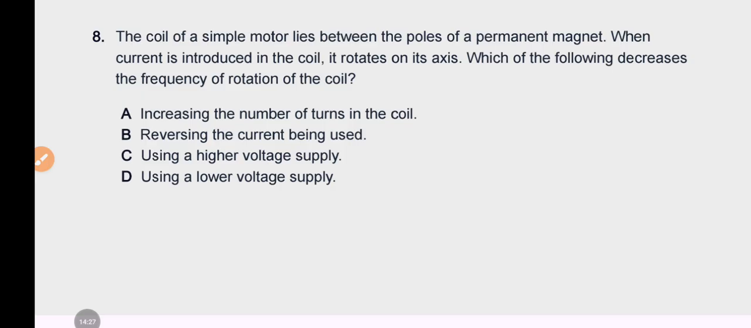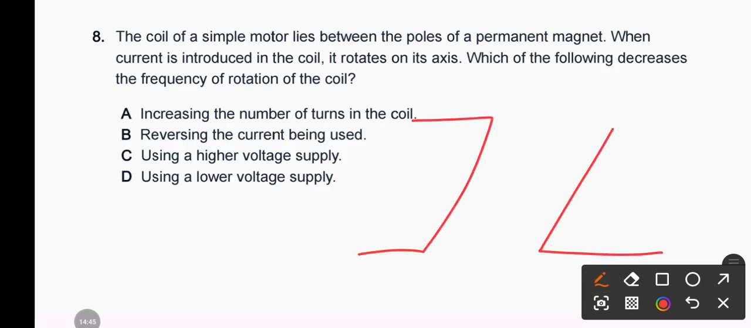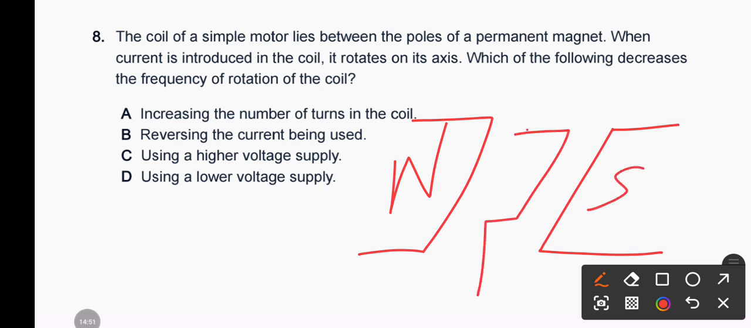Question 8. The coil of a simple motor lies between the poles of a magnet. When current is introduced in the coil, it rotates on its axis. Which of the following decreases the frequency of rotation of the coil? Okay, let me try to imagine this scenario. So it lies between the poles of a magnet, so it should be something like that, right?